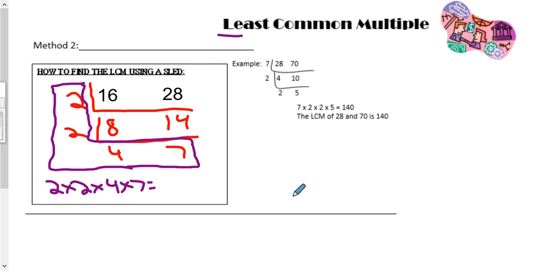That's 112. Because you got 2 times 2 is 4. 4 times 4 is 16. 16 times 7 is 112. And that is your LCM.